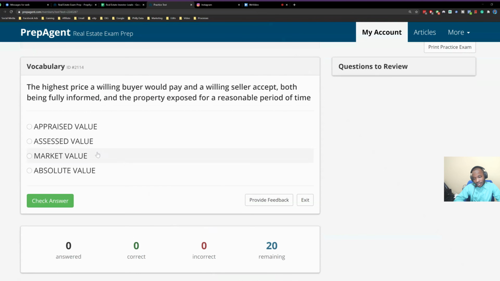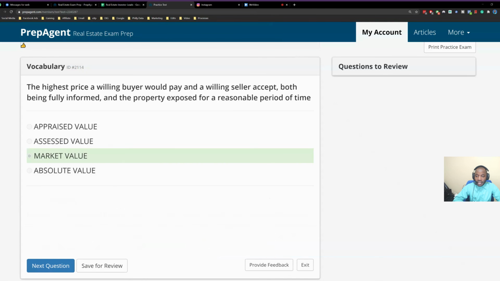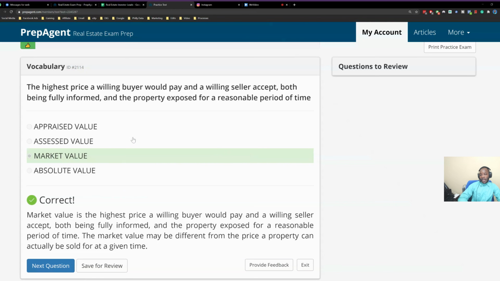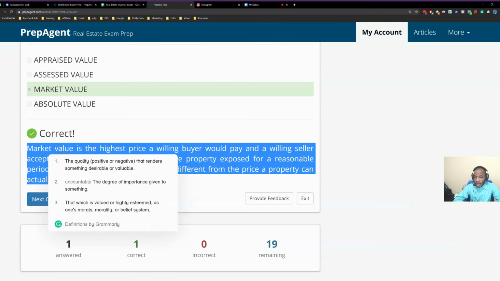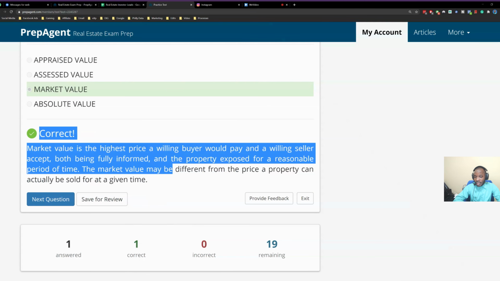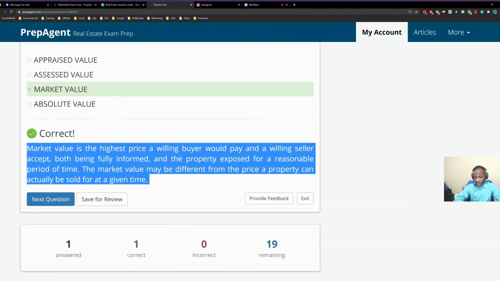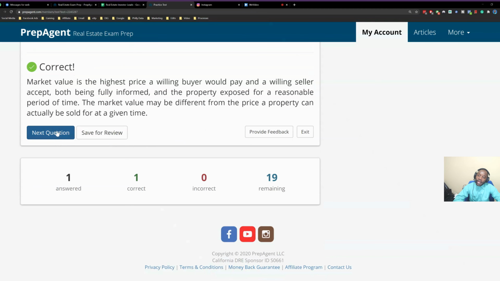But let's see. The highest price a willing buyer would pay for and a willing seller. So I'm going to say that's the market value, and I want to check that answer, right? And I got the answer right. So we can see right here within Prep Agent, I get the right answer, the highest price. I should know that answer, right? The market value, correct? And it tells me what the answer is. And then down here, I can click next question, or I can save this for review.